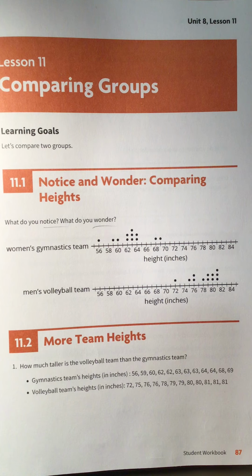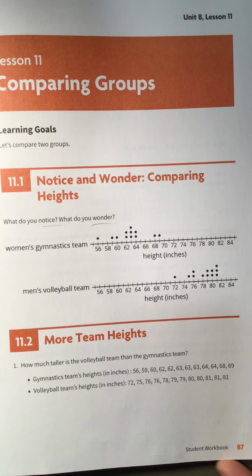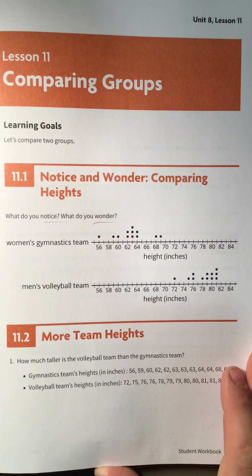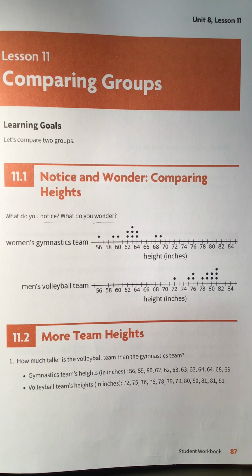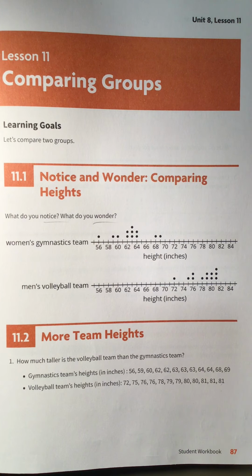Question number 2. Now instead of having a visual, it gives us the information in a list. How much taller is the volleyball team than the gymnastics teams? Now it doesn't really give us much information. Does it want us to analyze the mean? Does it want us to analyze just the maximum? The tallest from each? The smallest from each? It doesn't really give us any information, so technically you can answer anything you want.